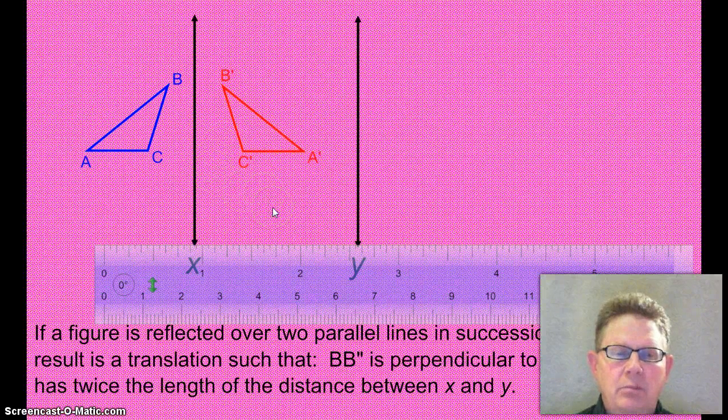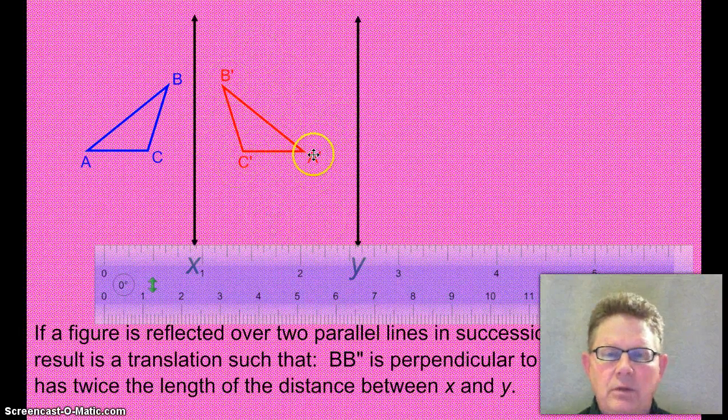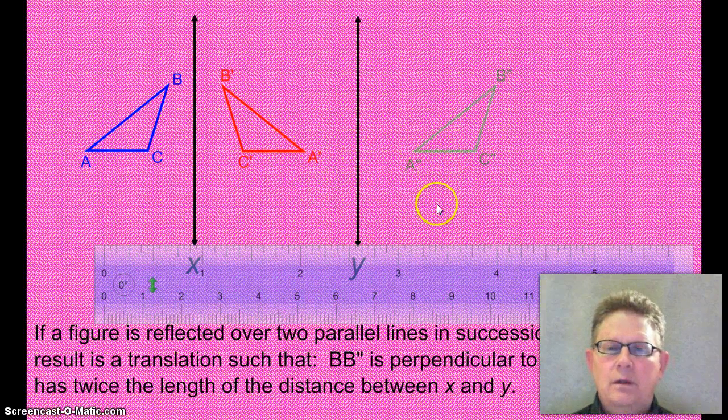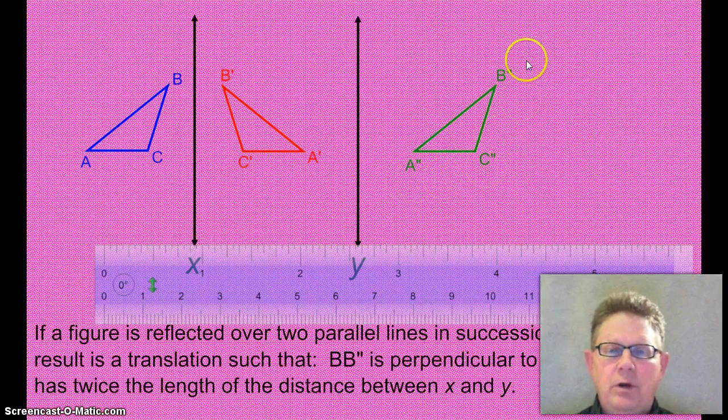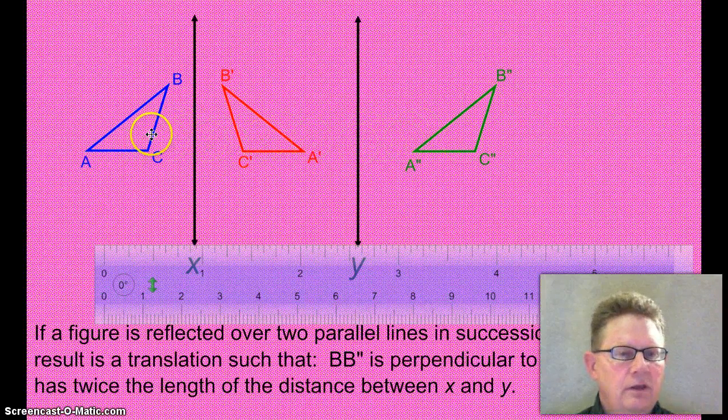You get A prime, B prime, C prime. And now we're going to reflect A prime, B prime, C prime in Y. And you get A double prime, C double prime, B double prime. And you know what? Doesn't that look like a translation? It just looks like ABC was just completely slid all the way over.